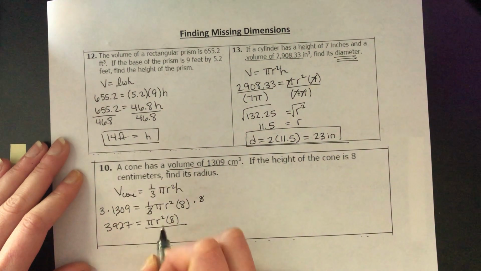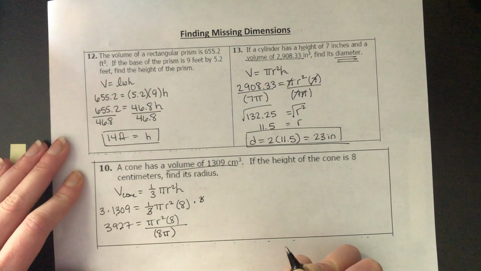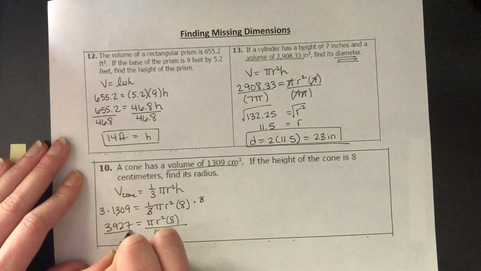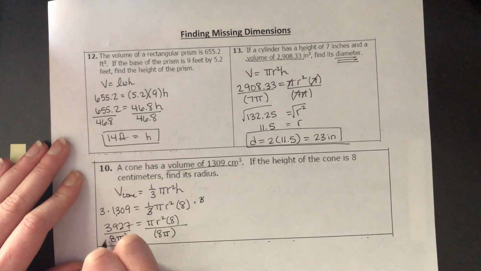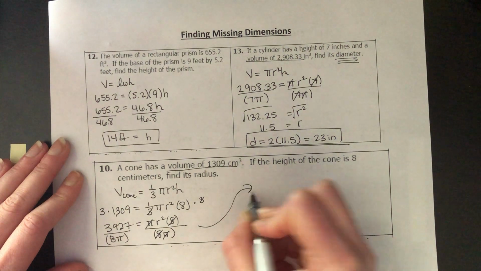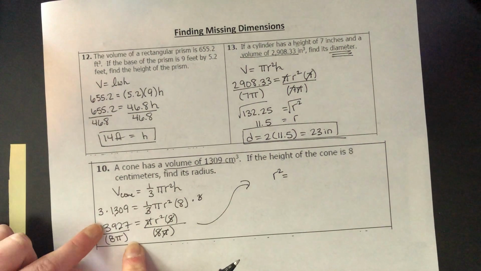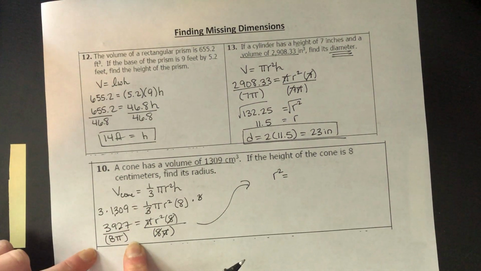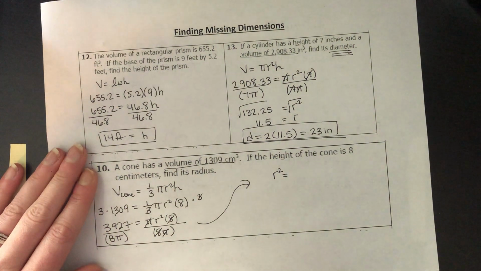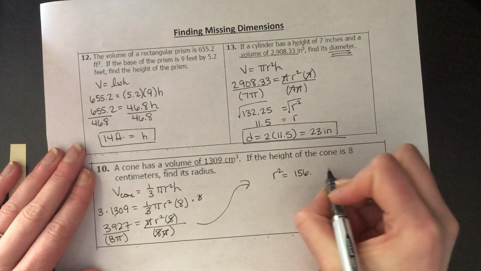But I like to knock it out in one. But make sure you do parentheses in your calculator. So I'm going to divide by 8 pi. So that way these cancel and I'm left with the radius. So the radius squared equals, so if I divide these, I get 156.25.